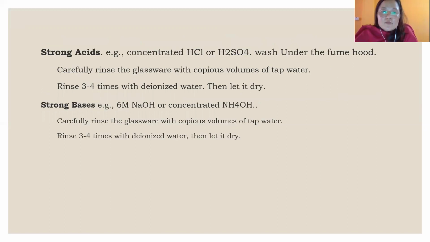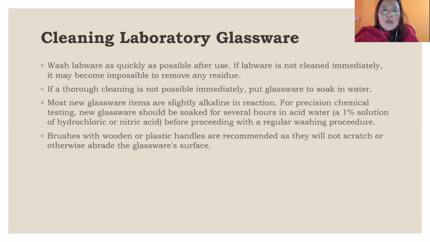We can also use strong acids and strong bases to clean the glasswares. Under strong acids we can use HCl and sulfuric acid. It is advised to use them in a fume hood, and after that rinse with deionized water around 3 to 4 times and let it dry. Among strong bases, sodium hydroxide and ammonium hydroxide can be used, but then we have to clean the glasswares 3 to 4 times with deionized water and let it dry. So these are the chemicals which can be used to clean the glasswares.